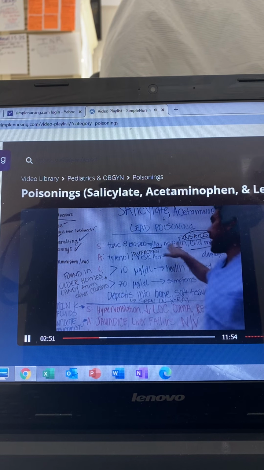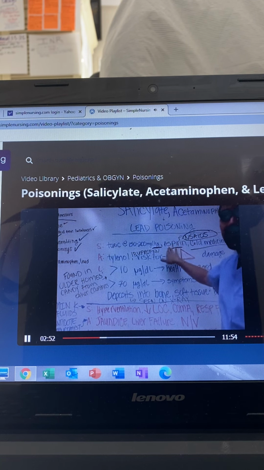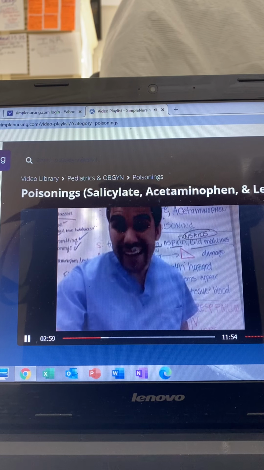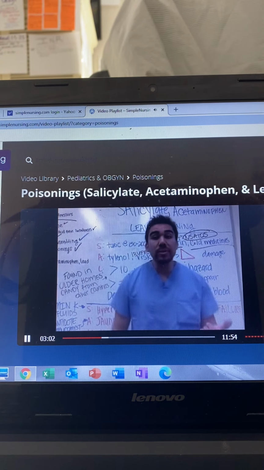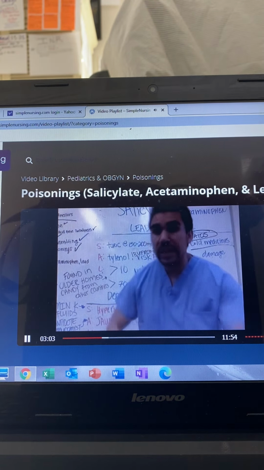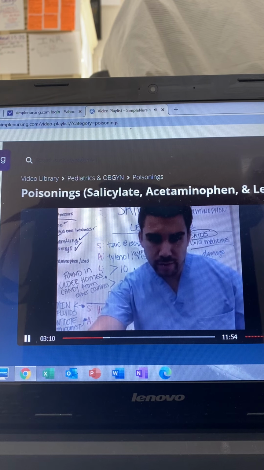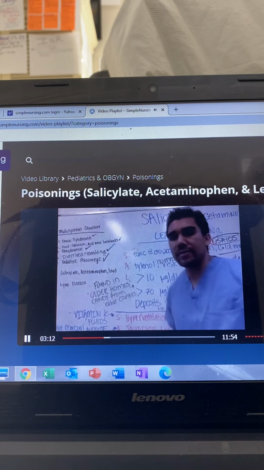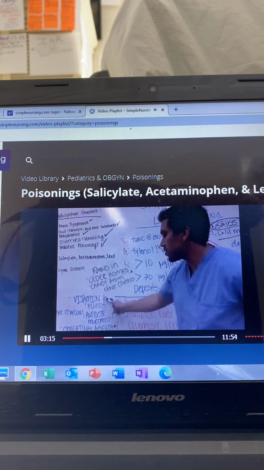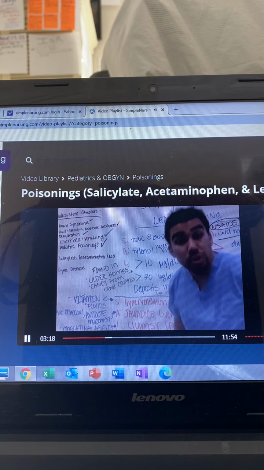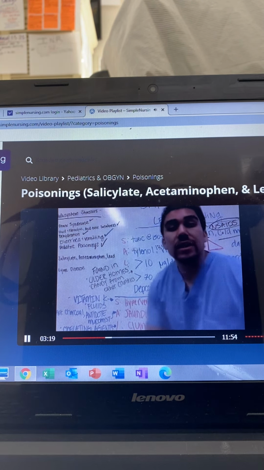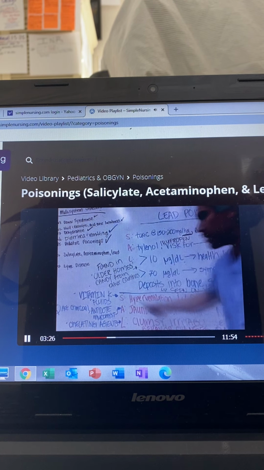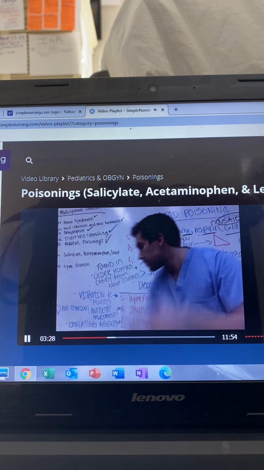Now, since it is an aspirin, we know aspirin is an antiplatelet aggregator, not an anticoagulant. Anticoagulants are your Coumadin and your heparin. This is an antiplatelet aggregator. So we're going to give vitamin K. And we know that vitamin K is our reversal, especially for our Coumadin. And Coumadin is our anticoagulant. Vitamin K helps to clot the blood.